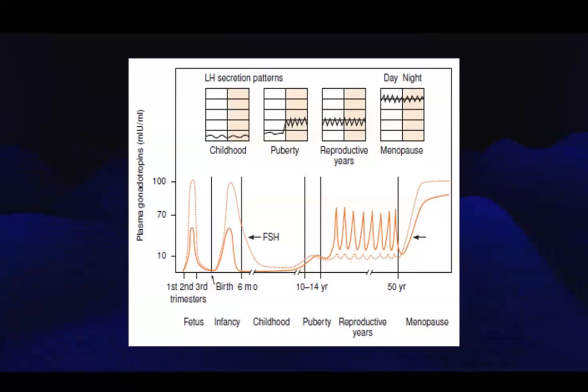It's those LH and FSH spikes in girls that are going to induce breast development. It's what's going to stimulate ovulation. It's what's going to stimulate periods.